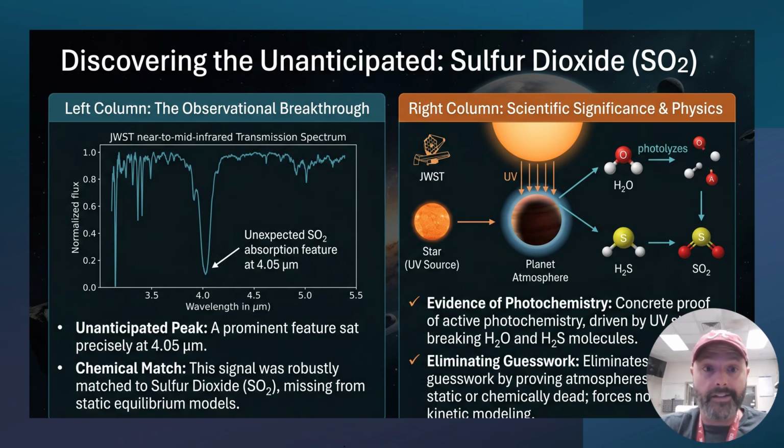One of the most exciting findings was the discovery of sulfur dioxide. We saw a prominent absorption peak at 4.05 microns that static models did not predict. This provided concrete proof of active photochemistry going on, where the UV light from the host star breaks down molecules to create new ones, and this proves that the atmospheres are dynamic and living chemical systems.